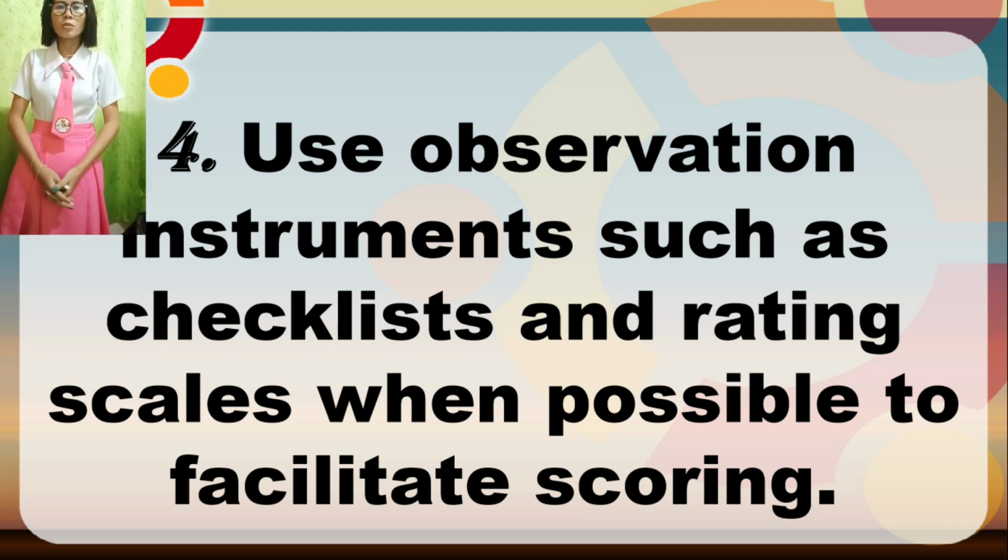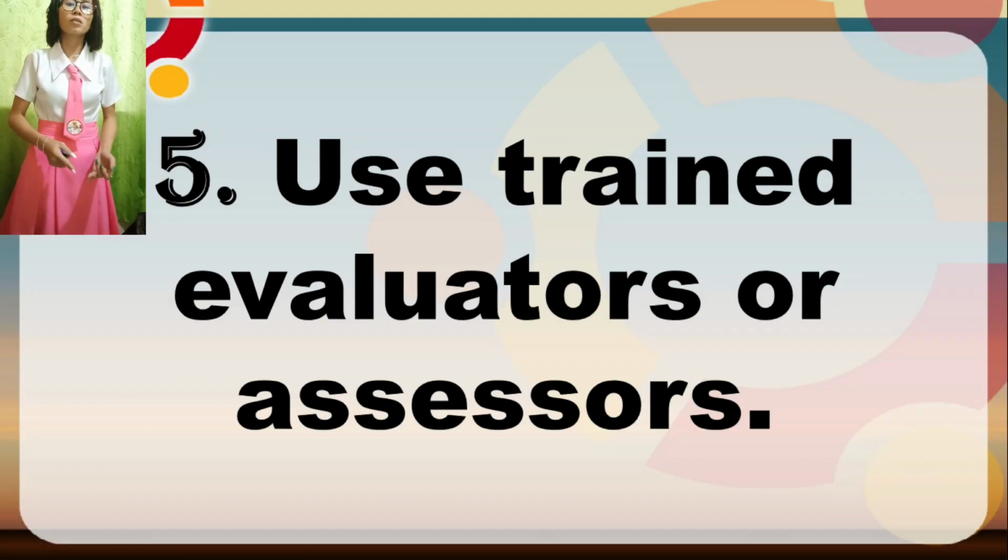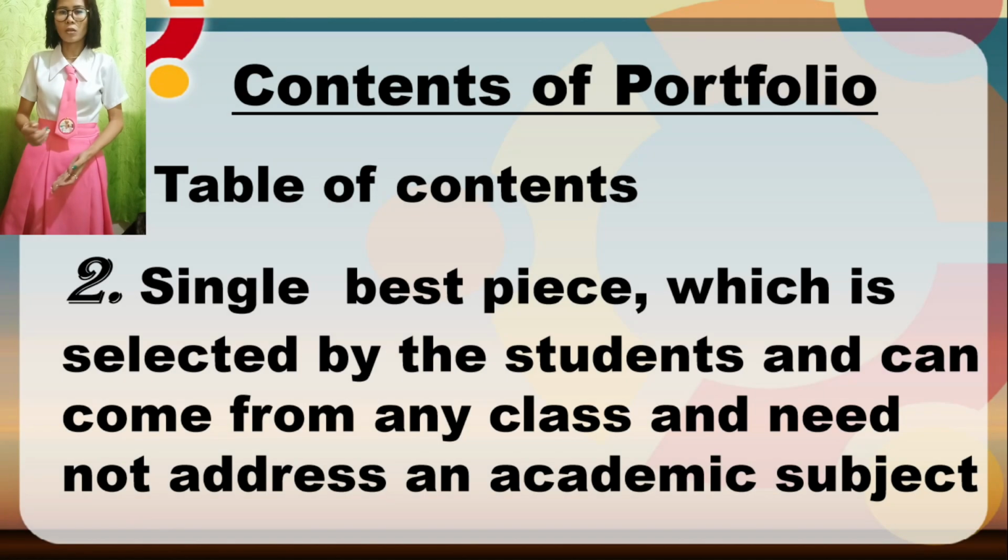Okay, number 4, use observation instruments such as checklists and rating scales when possible to facilitate scoring. So tools like checklists and scales help to make assessment more objective and systematic. So for example, a teacher using a checklist to see if all required items like reflections, drafts, and final pieces are included.